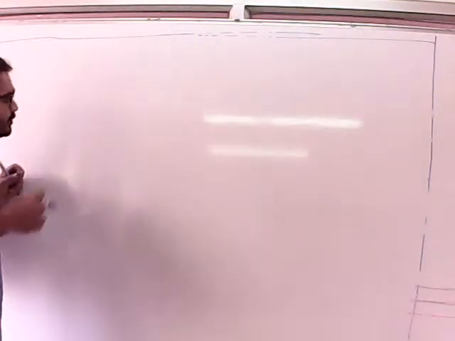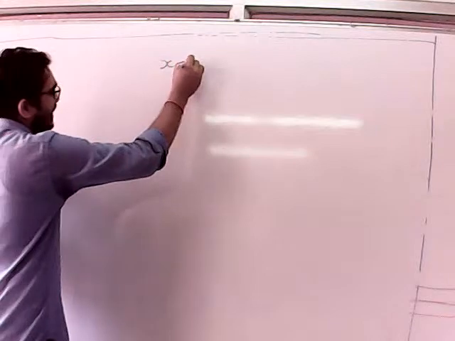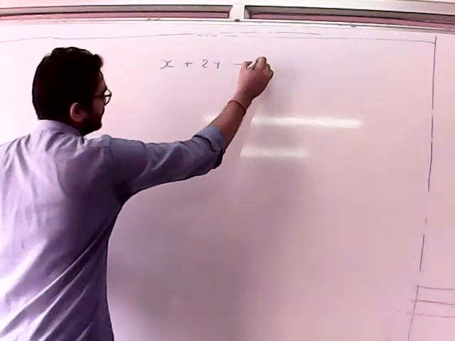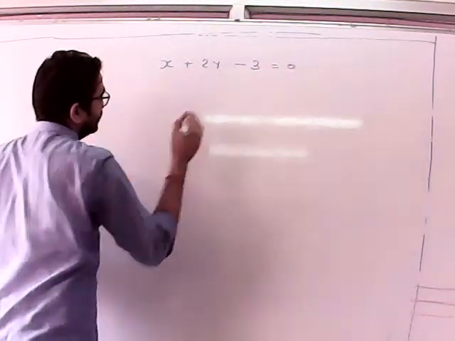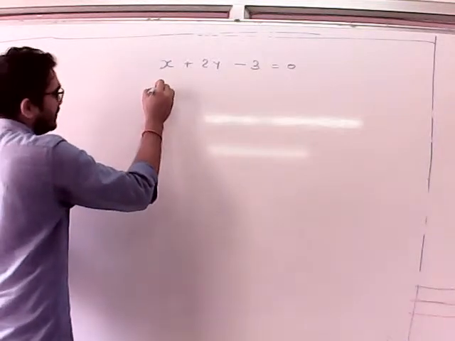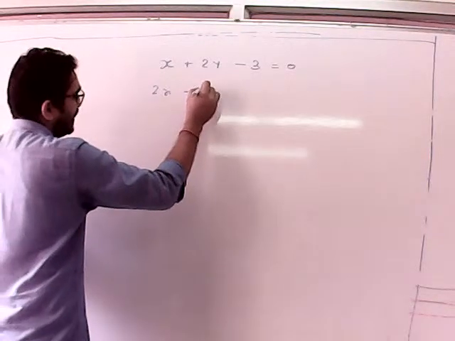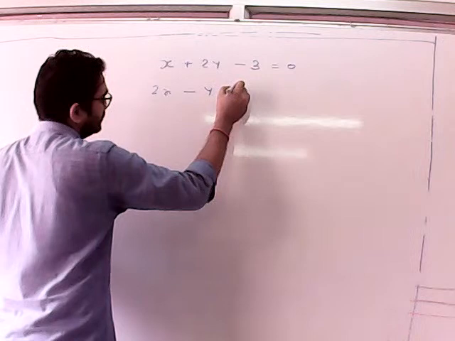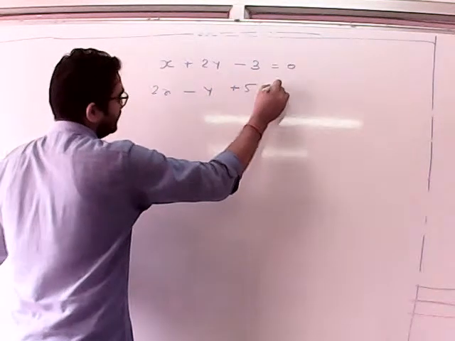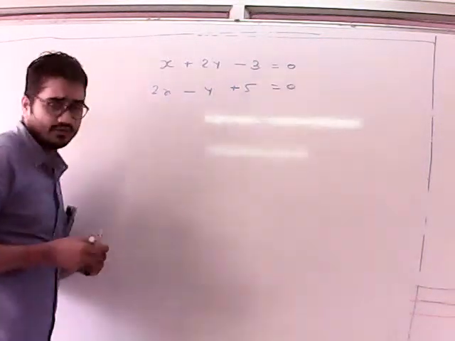Suppose we are having the two equation. One equation is x plus 2y minus 3 is equal to 0. Another equation we are having 2x minus y plus 5 is equal to 0. So these are the two equations which we are having.